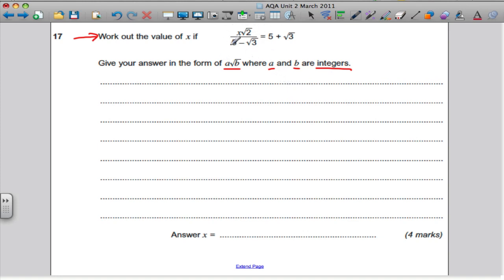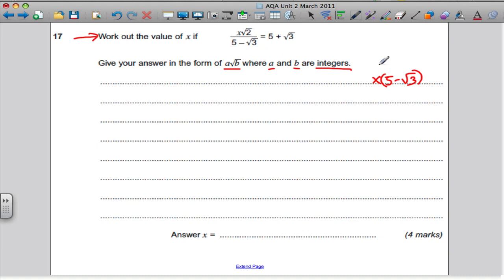Okay, the first thing I'm going to do to this equation is multiply both sides by 5 minus root 3. The reason I'm going to do that is if I multiply the left-hand side by that, I'll just get the numerator, x root 2, and over here I will have removed a fraction from the left-hand side, and the right-hand side will be something I can actually work out.